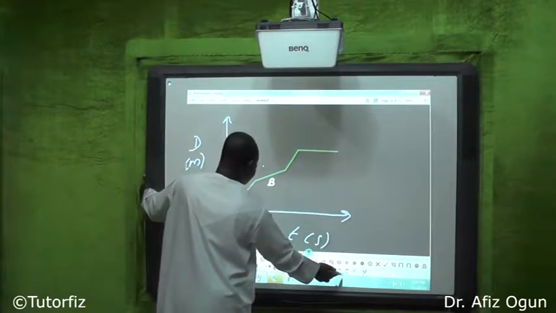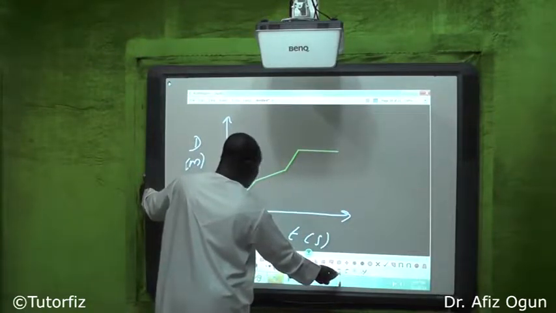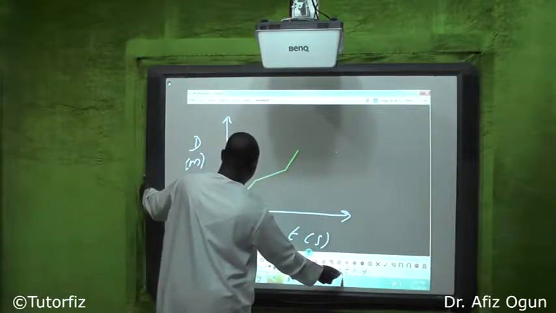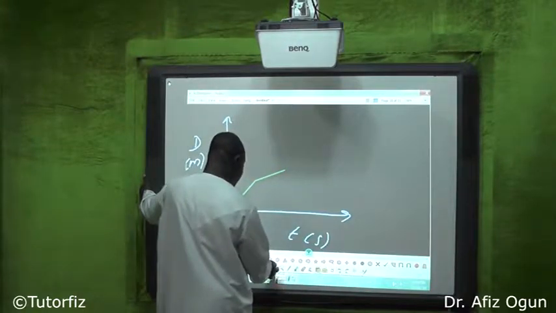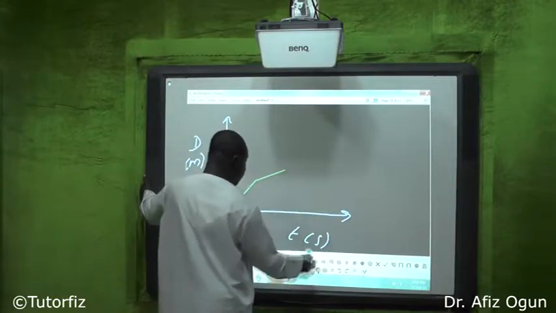Let me draw something better. I don't want them to have the same speed. I want one speed to be different from the other.